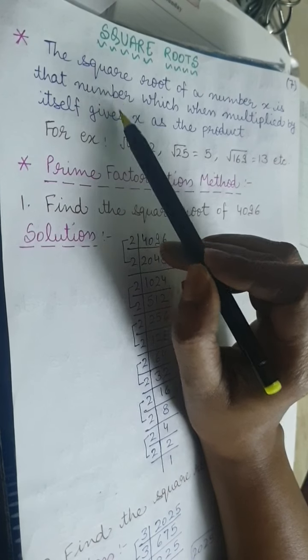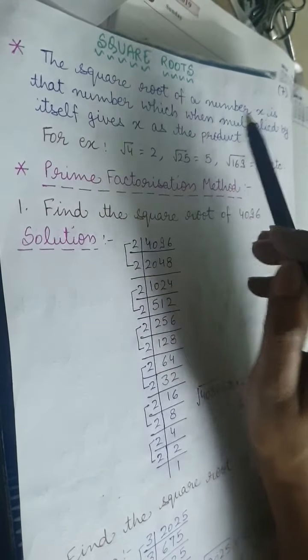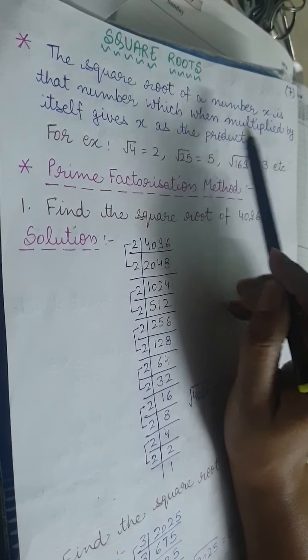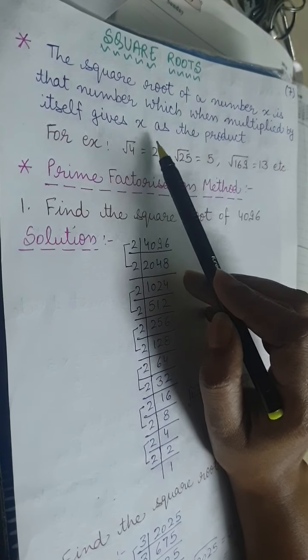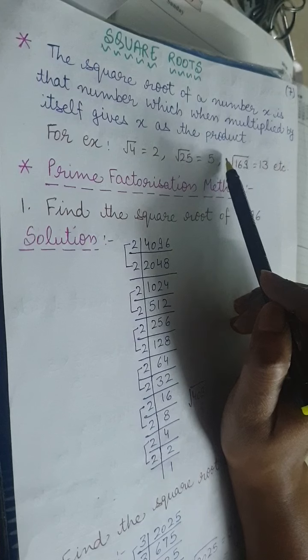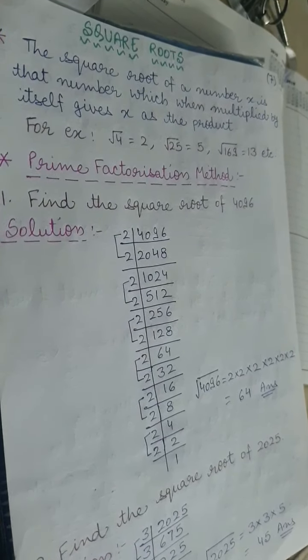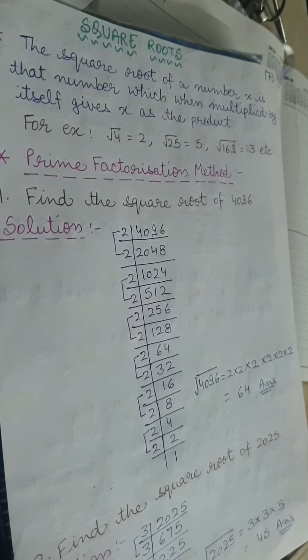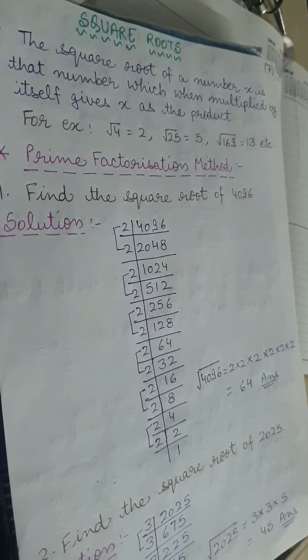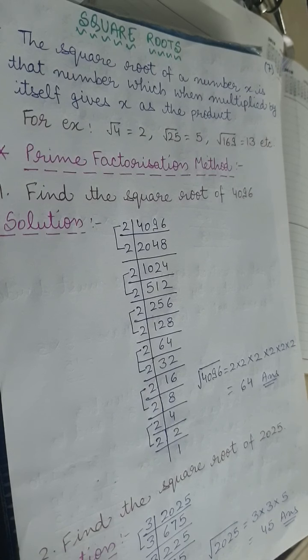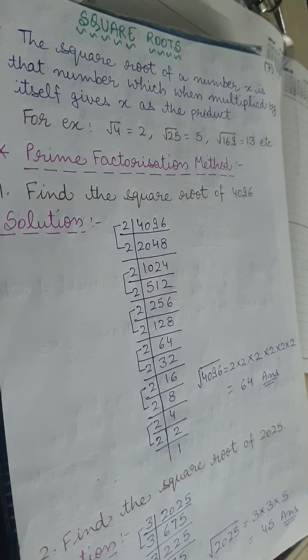What is the square root? The square root of a number x is that number which when multiplied by itself gives x as the product. मतलब अगर हम किसी नंबर को उसी नंबर से मल्टीप्लाई करें तो वो उसका स्क्वायर बनता है। और स्क्वायर में जो एक सिंगल डिजिट है, इट इज इट्स स्क्वायर रूट। ठीक है?